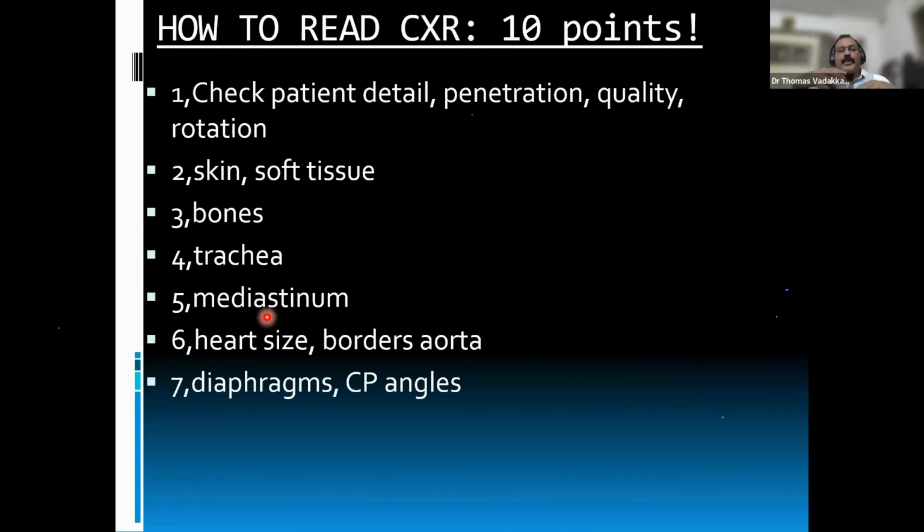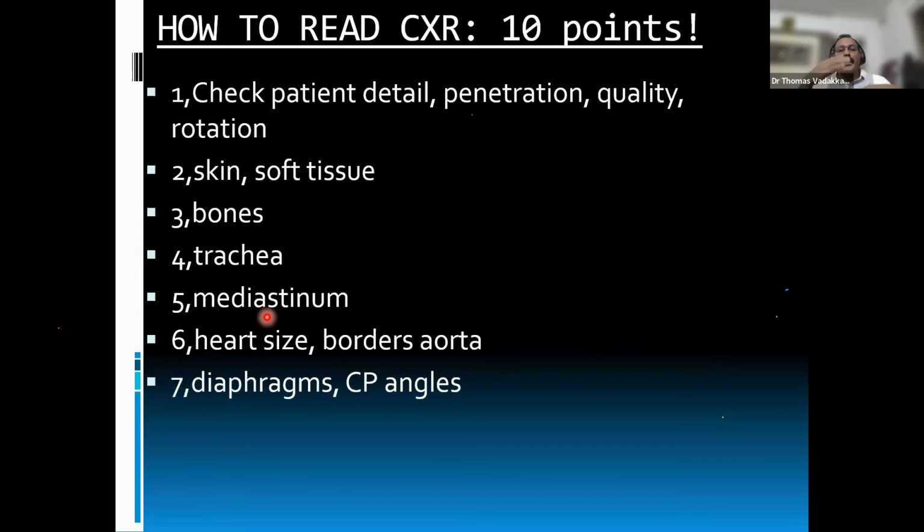So now the next point will be the cardiophrenic and costophrenic angles and diaphragm. Diaphragm, you have to see whether it is regular or not. Sometimes you might get a diaphragmatic hernia. You might get a partial eventration of the diaphragm, full eventration of the diaphragm, diaphragmatic palsy. Sometimes you might get subpulmonic effusion. You will get a lateral peaking of the diaphragm. So all those things should be assessed.